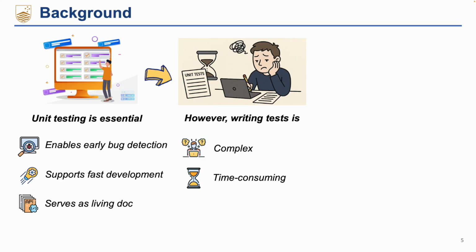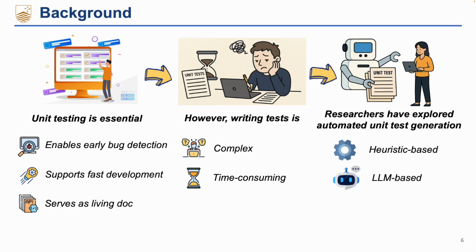For many developers, it can take up a lot of development time, which increases their workload. To reduce this burden, researchers have explored automated unit test generation. In general, there are two main approaches: the traditional heuristic-based and the large language model-based approach.